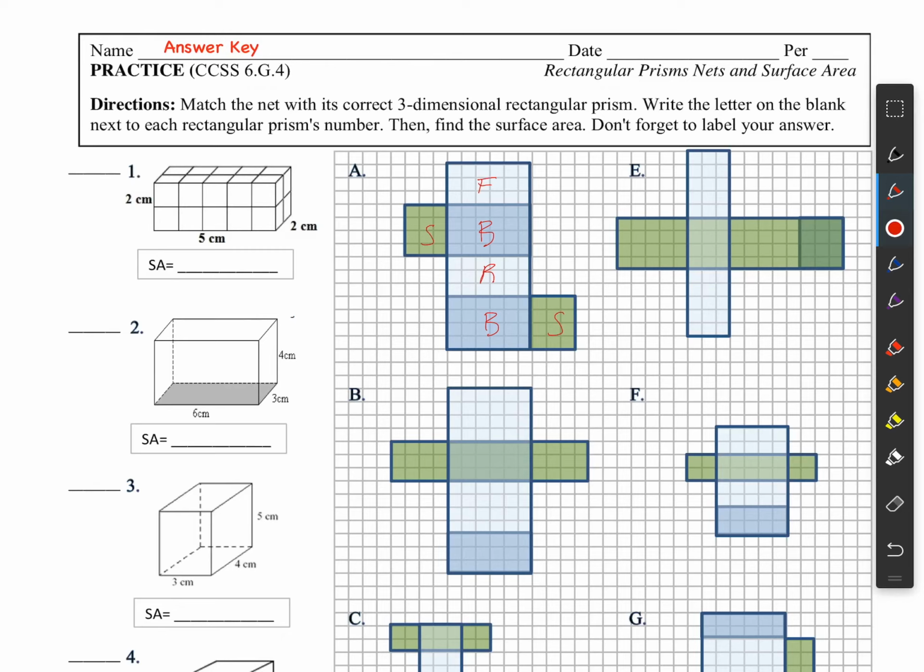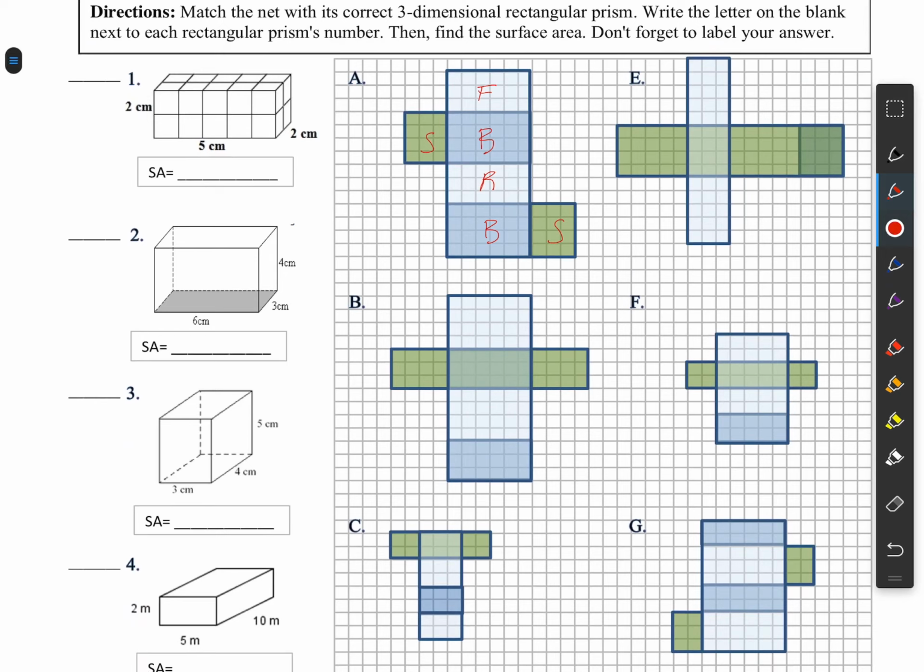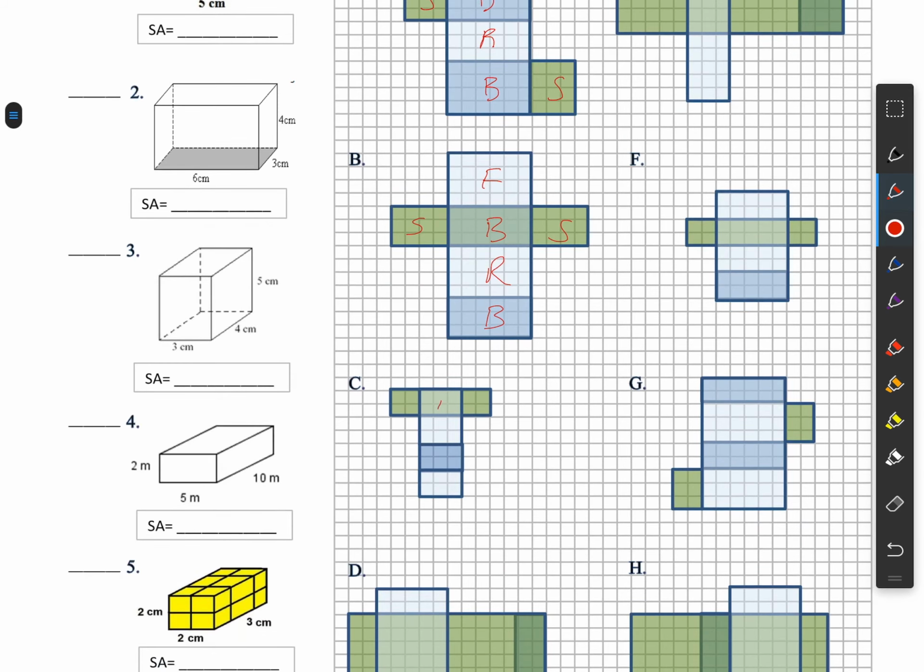Okay? So recognizing that with each rectangular prism, we can rotate it around, and we could look at the different sides as either the bases, front, rear, or sides. So we have many options there, and we're going to look at that a little bit further. Okay, for B, again, we have our two bases, a front, rear, and two sides. C, two bases, front, rear, two sides.